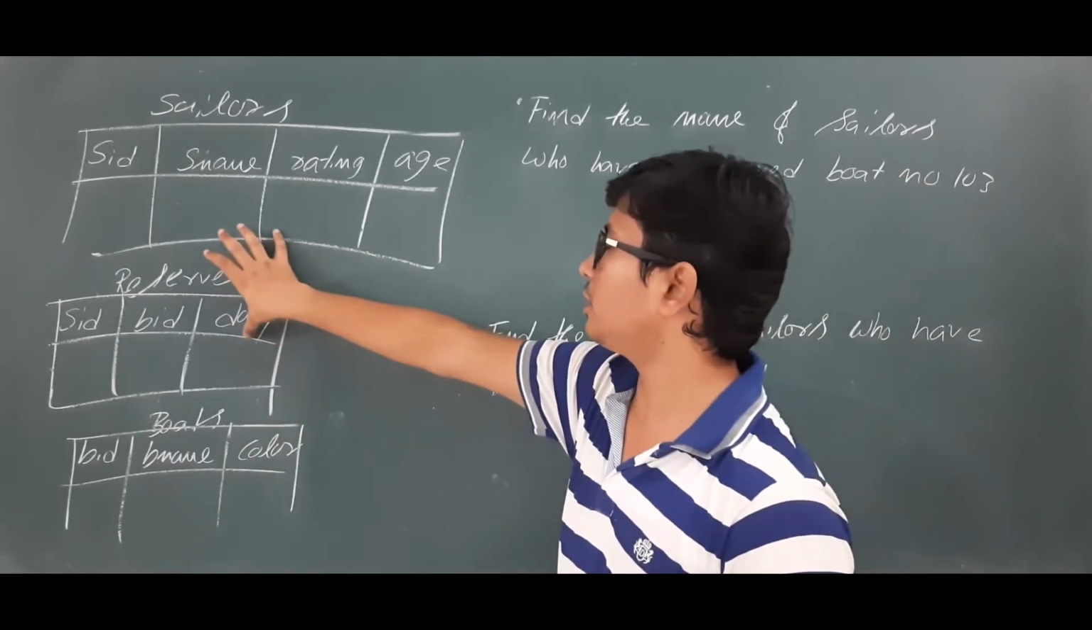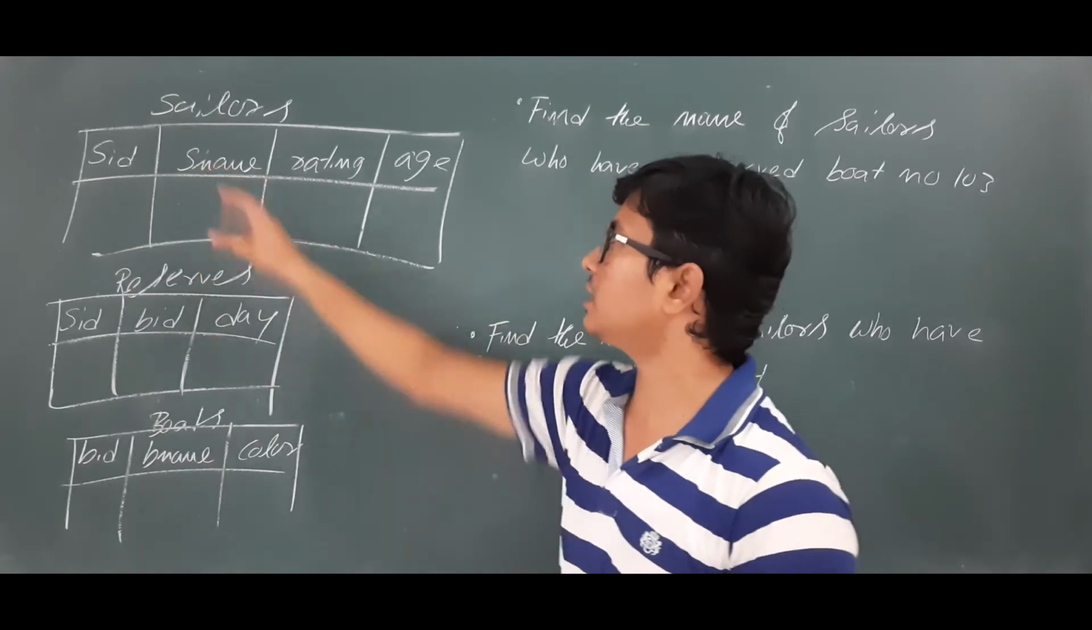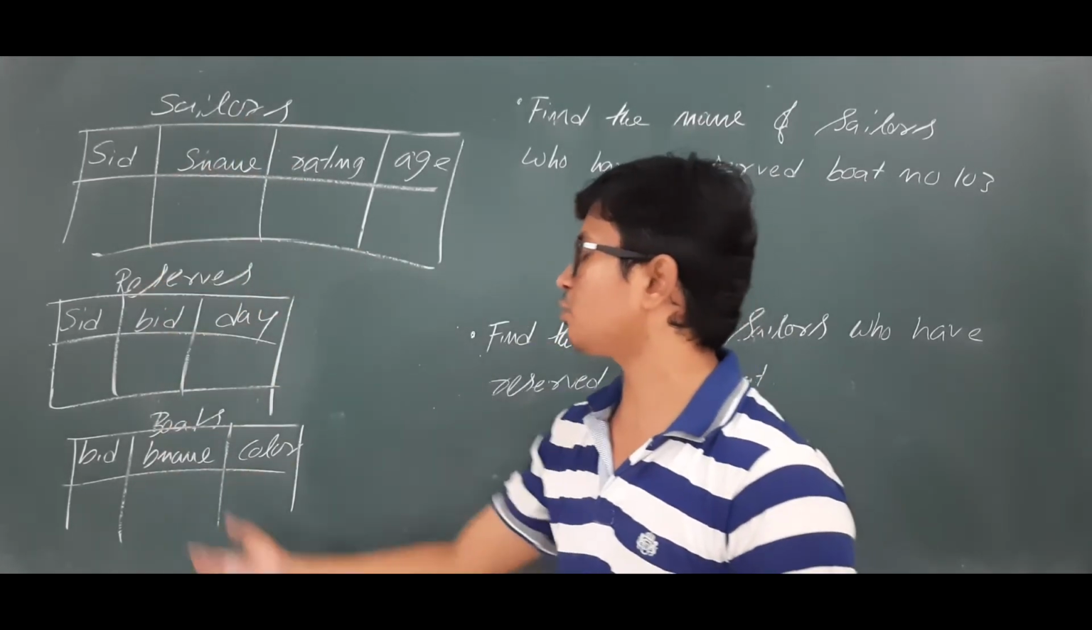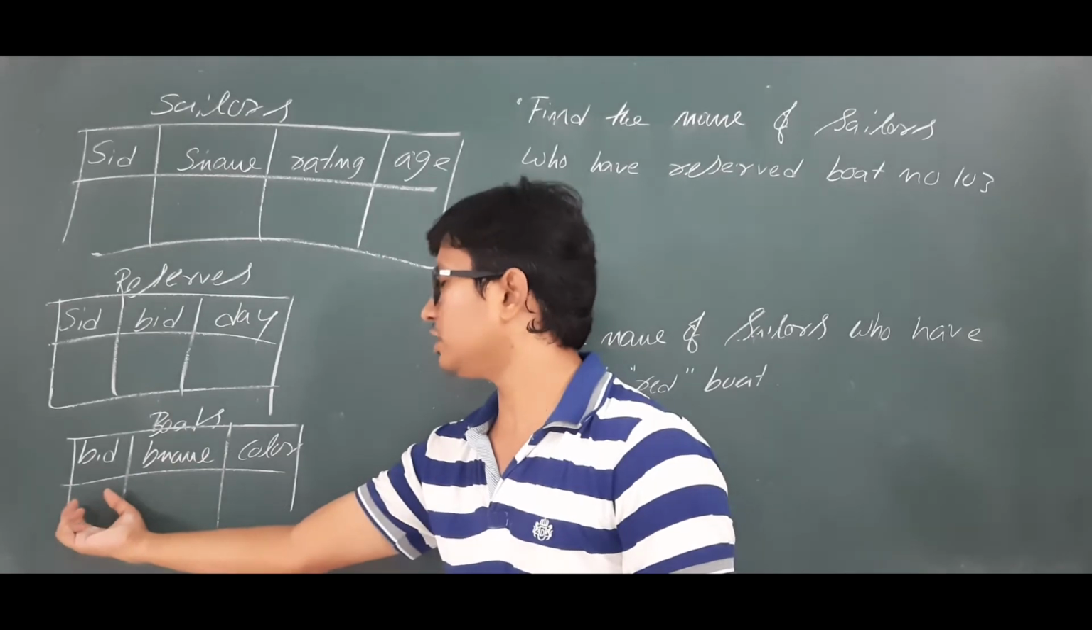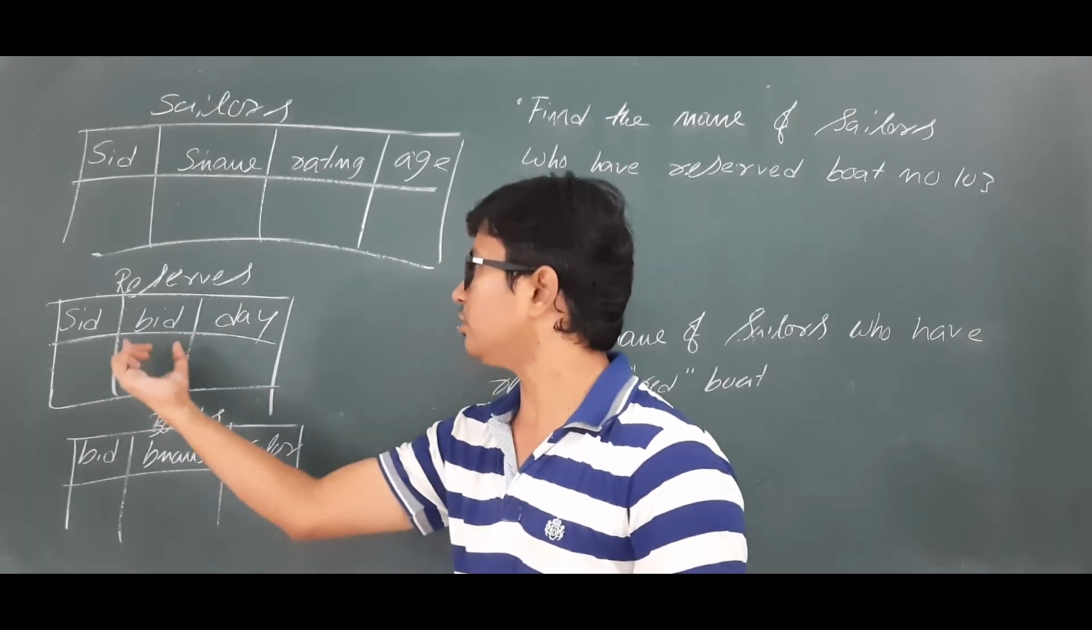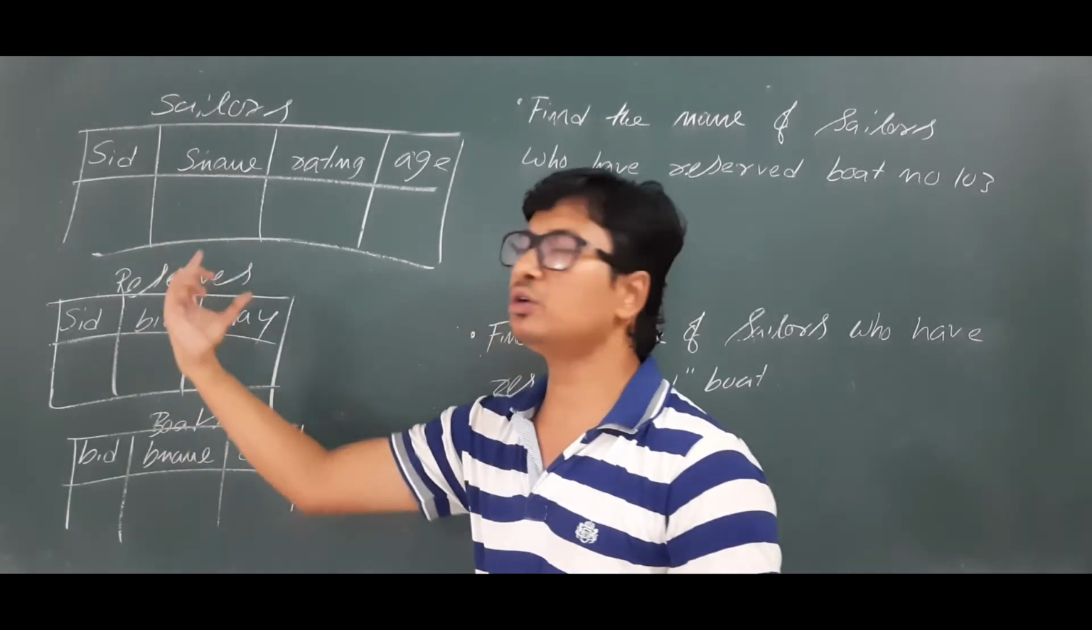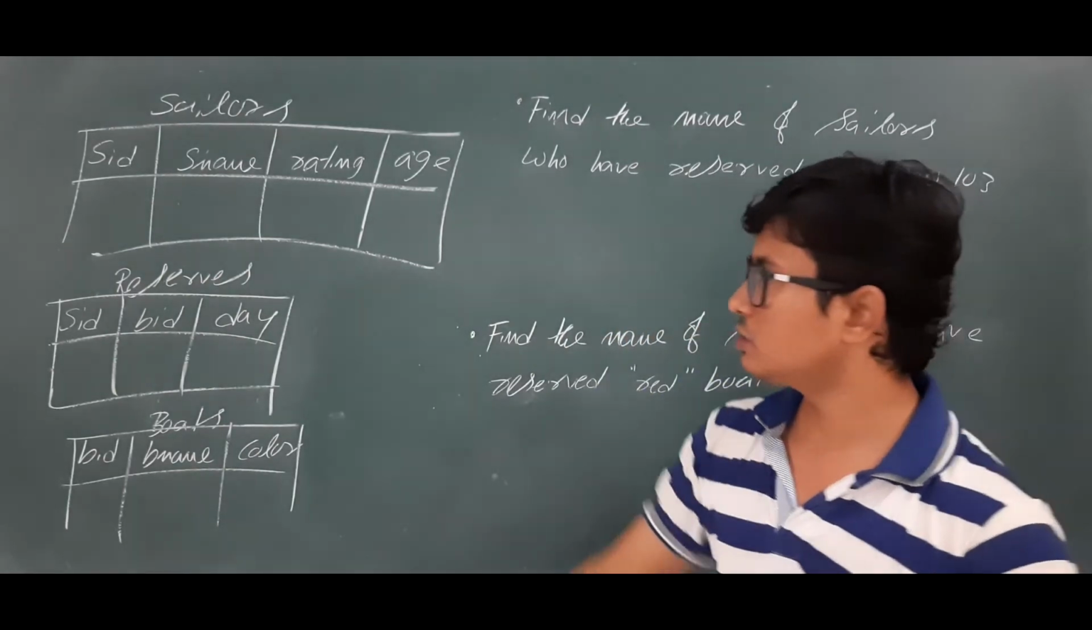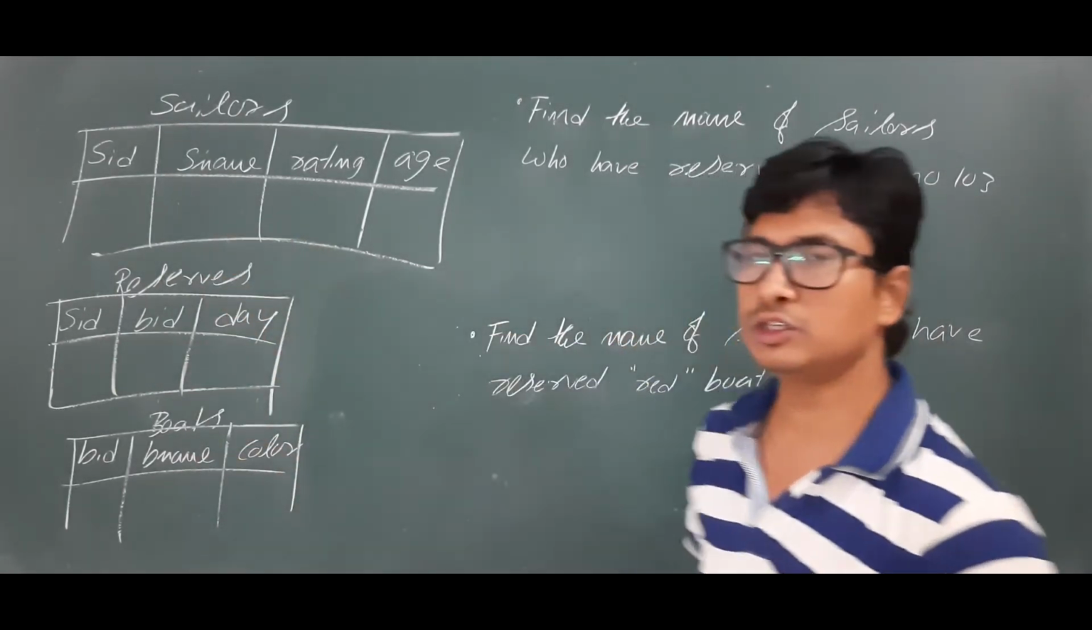Then I need to depend on only these two relations, sailors and reserves, because if boat number 103 is reserved, it will be recorded here. So I want to know who has reserved 103, and I have to depend on these two relations.